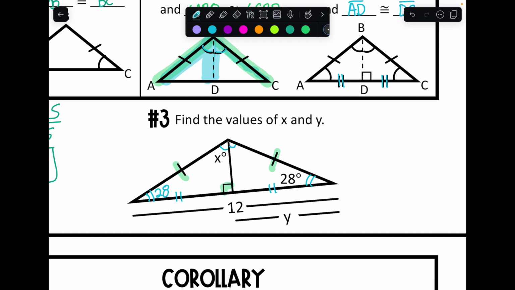So let's find the whole vertex angle, and then we'll find angle x. So to find the vertex angle, remember I can do 2 times 28 plus, let's go ahead and call this something else. Let's call it w, equals 180. So do 2 times 28 and subtract that from 180.